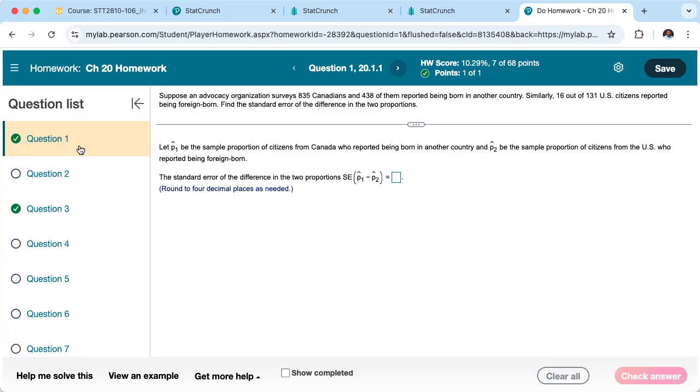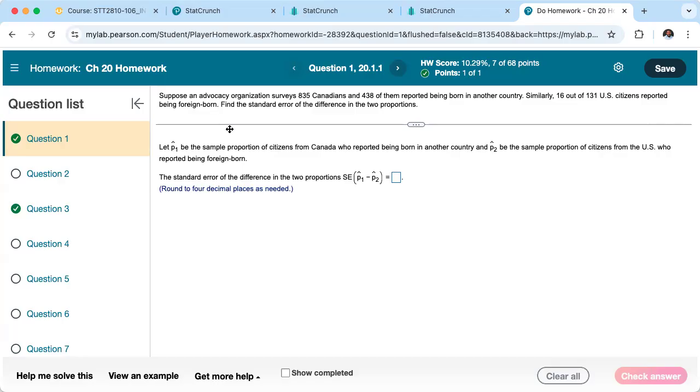So you can then use the formula if you want to, which is okay too. Otherwise, you could also use StatCrunch. Now, the question is, which of these two should be our p1 and which should be p2? Most problems would give you guidance. For example, here it says let p1 be the sample proportion of citizens from Canada who reported being born in another country, and p2 is for the US citizens who are foreign born. So p1 is for the Canadians and p2 is for the US citizens.